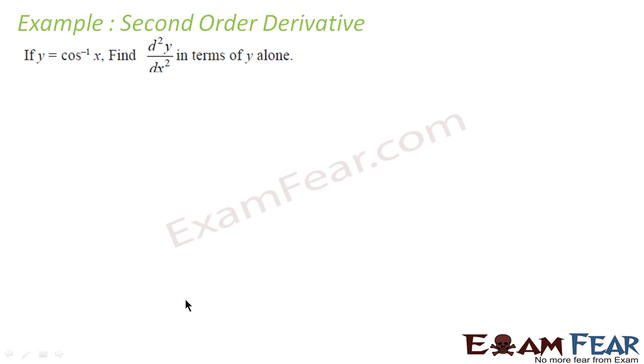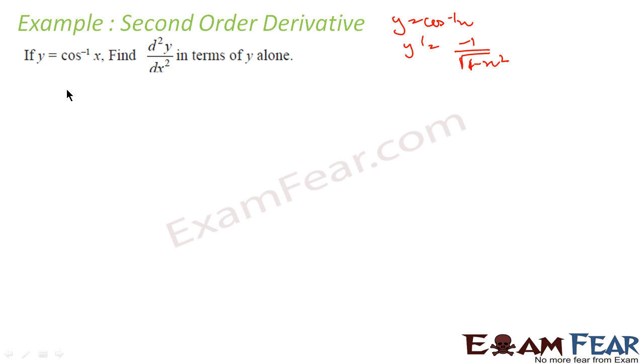So the question says, if y is equal to cos inverse x, I have to write d square y by dx square in terms of y alone only. First, let me find the double differentiation of this. So if y is equal to cos inverse x, I'll start from here to save space. My y dash is simple actually, that is minus 1 by root 1 minus x square, simple formula.